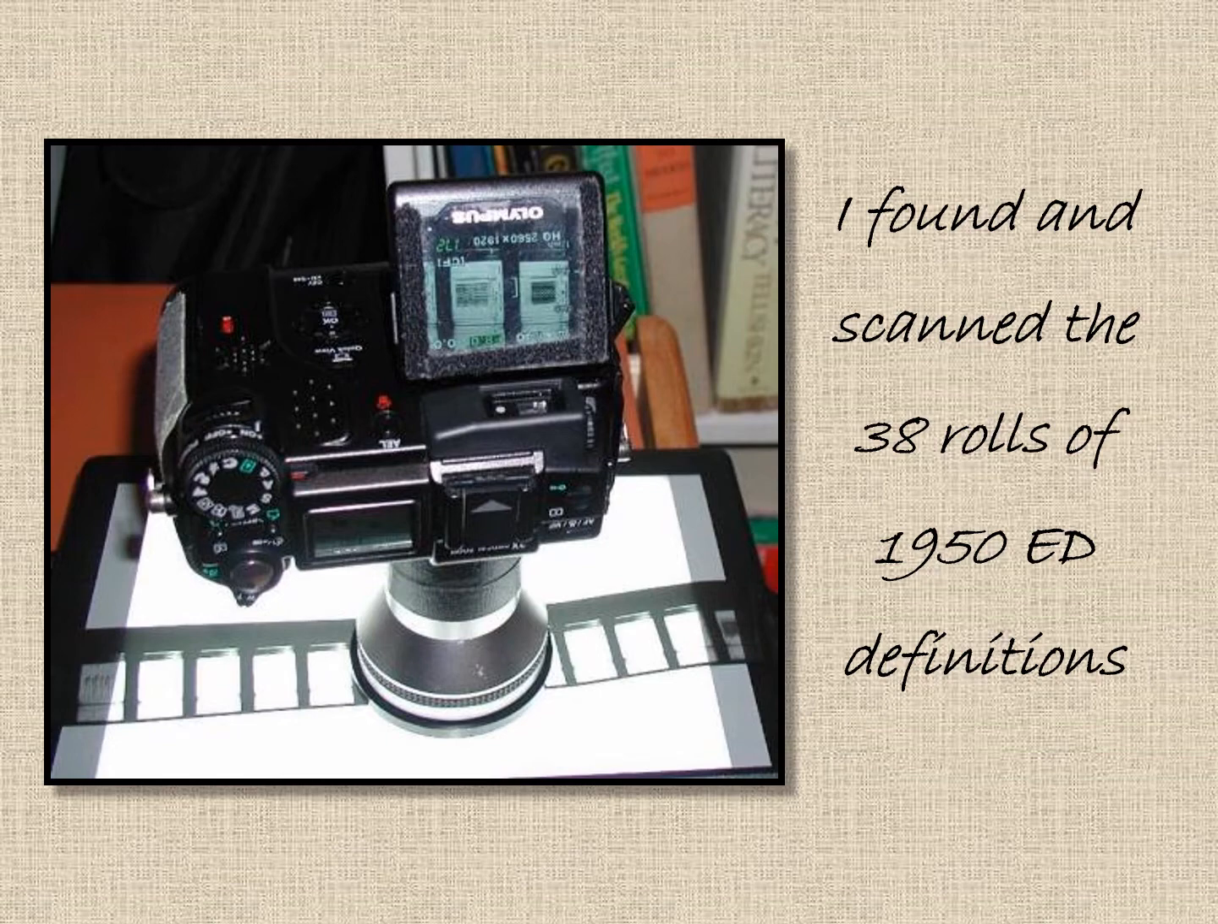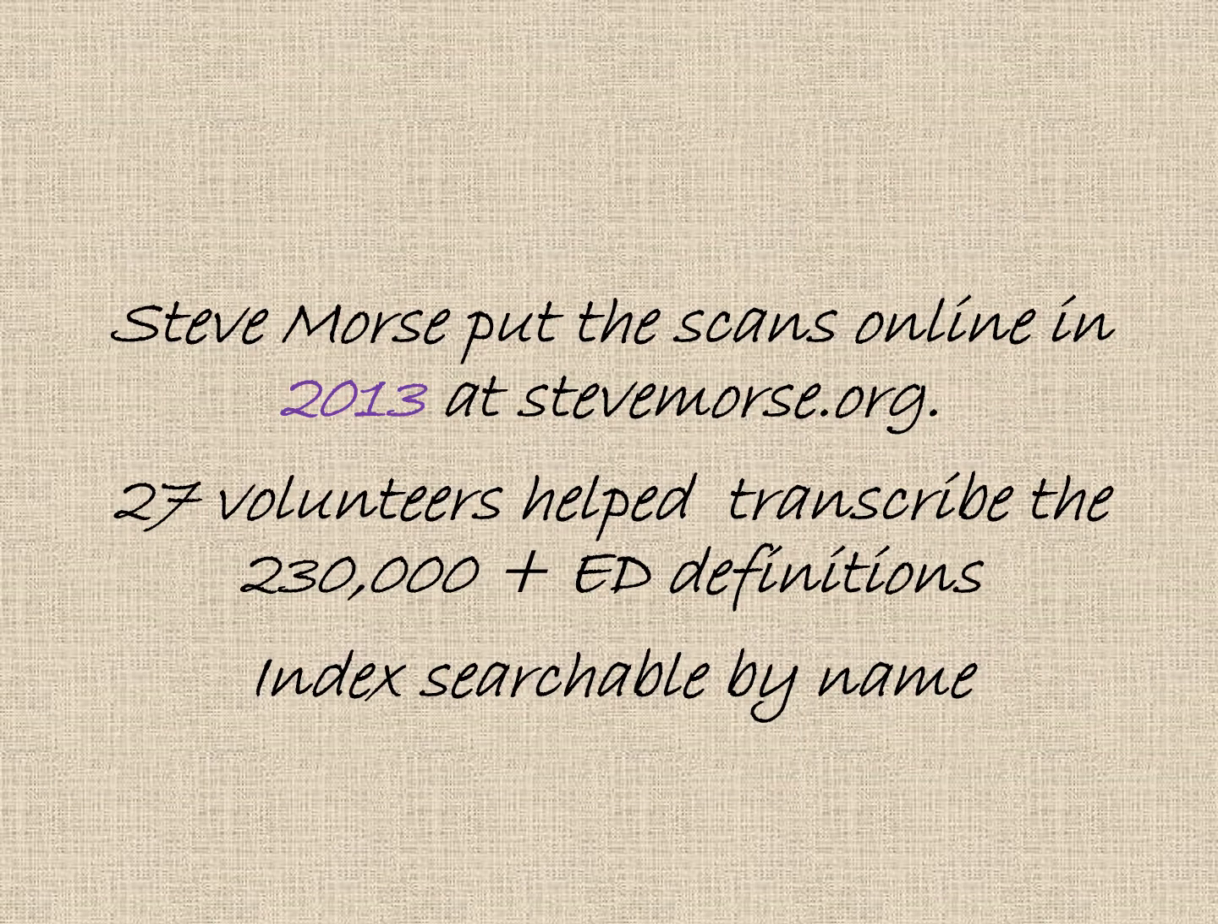I found and scanned the 38 rolls of 1950 ED definitions. I found them online. I got them through Interlibrary Loan. I scanned them. Took 7 months from start to finish of the project. Hand scanned them. And then Steve Morse put the scans online in 2013 at stevemorse.org. That's the One-Step website. And then 27 volunteers helped transcribe the over 250,000 ED definitions, including those for Portland, and those are searchable by name.